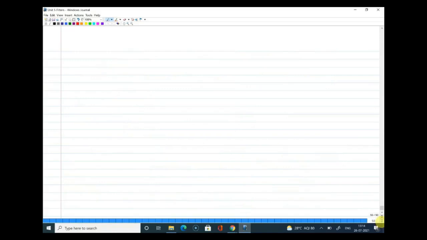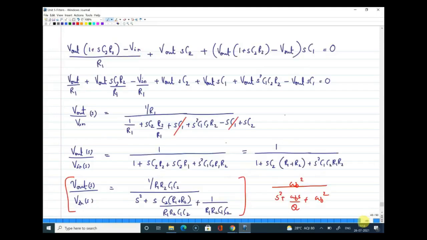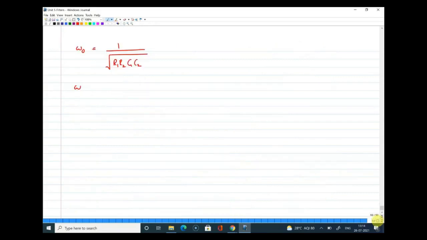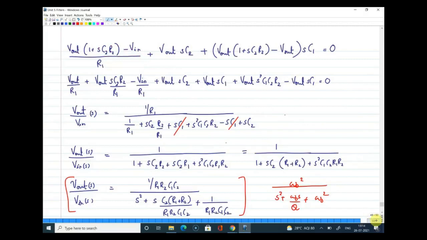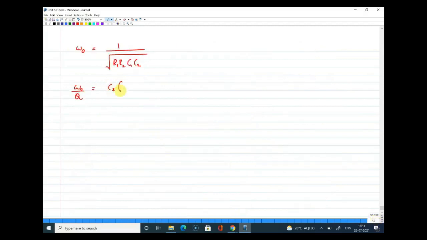Let me compare this. While comparing, I'll get to know that omega naught is equal to 1 by under root of R1 R2 C1 C2. From the second expression, omega naught square is directly this, that is why I wrote omega naught as 1 by root of this. And omega naught by Q can be compared with the second term, and that is equal to C2 into R1 plus R2 divided by R1 R2 C1 C2. So if I bring in omega naught here, you will get the final expression for Q.